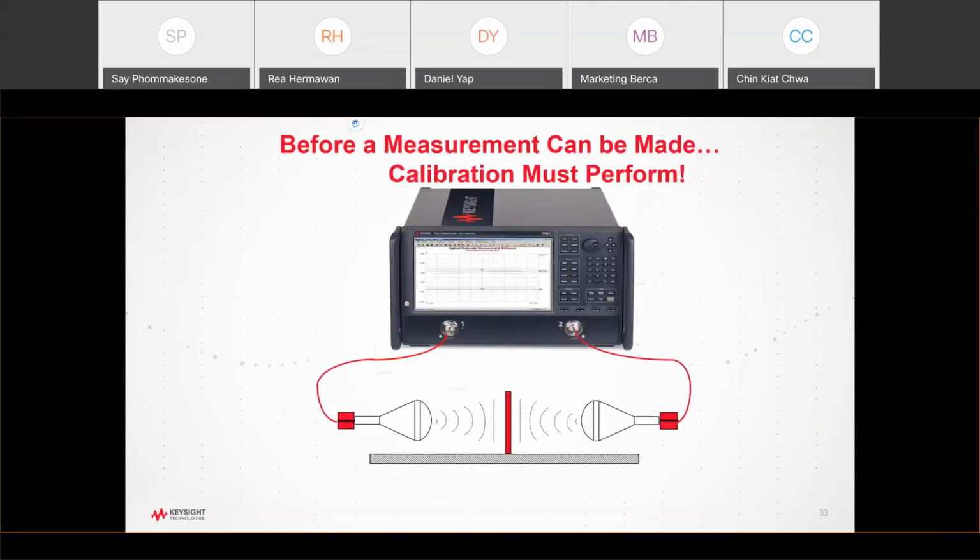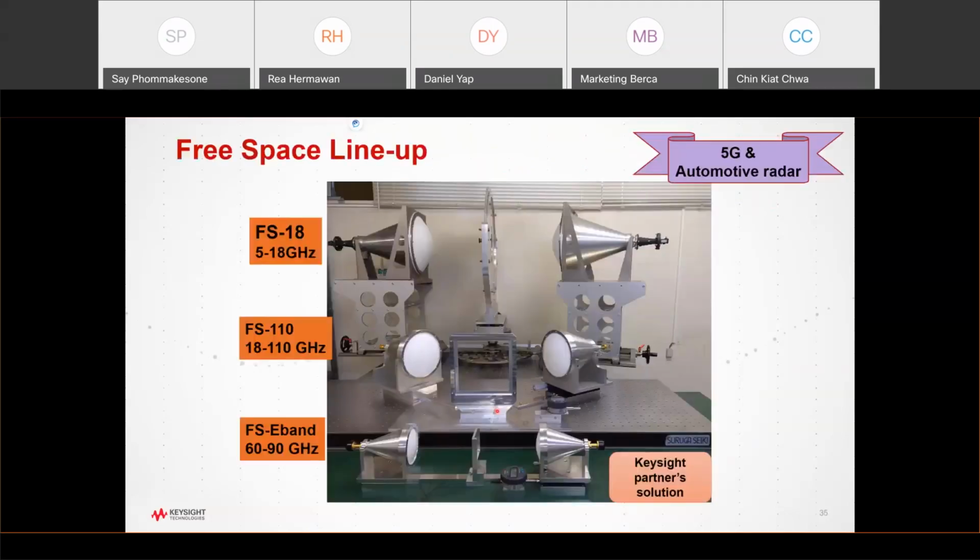So it looks something like this. Of course, before measurement, you need to make calibration. So calibration will happen. This is the measurement plane. So calibration also at this point. I won't go into detail how to calibrate, but our software will walk you through.